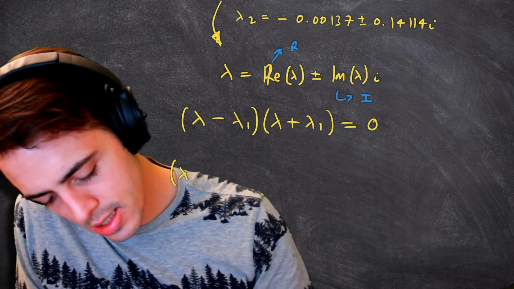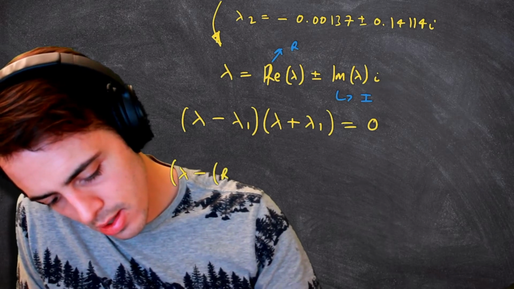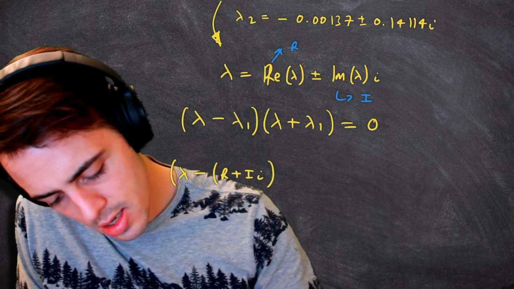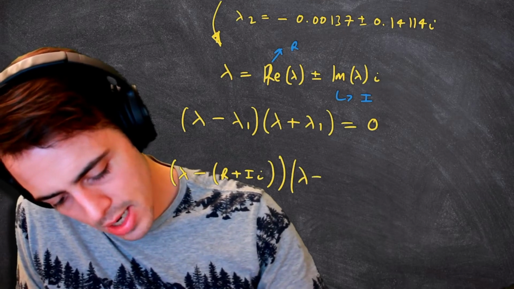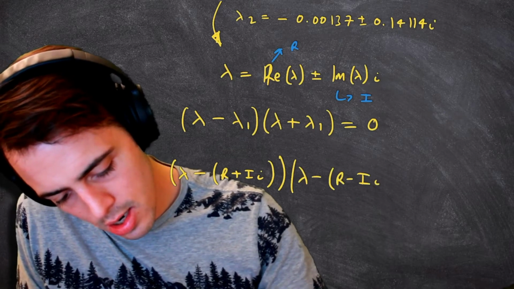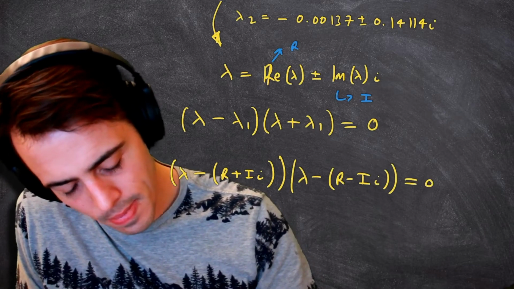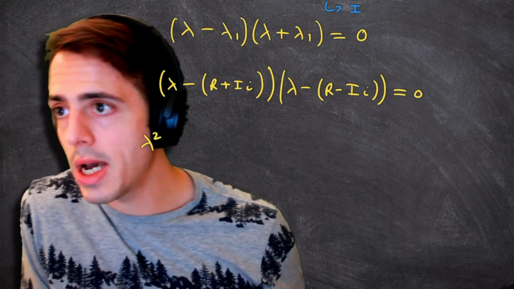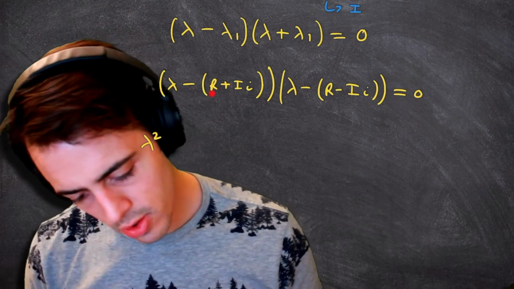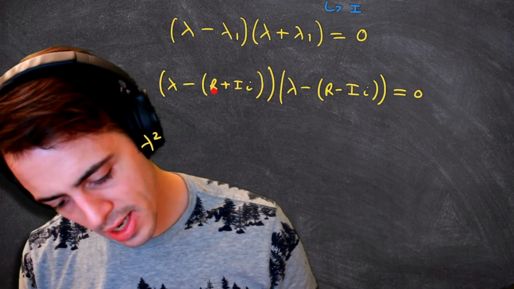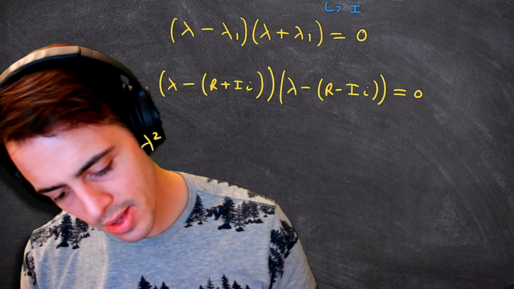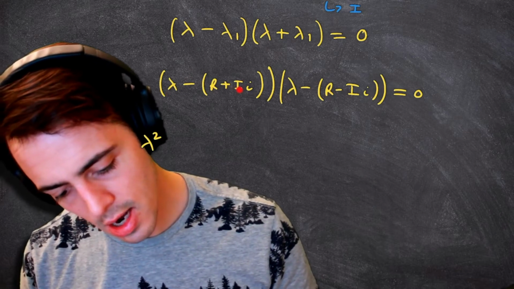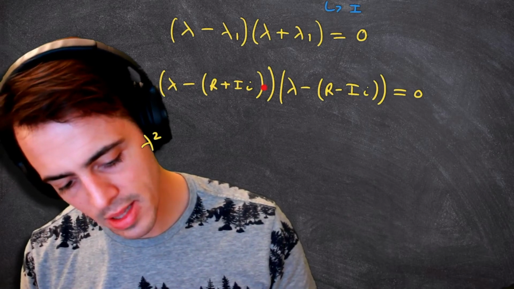So I've got lambda minus r plus I, multiplied by lambda minus r minus I. So let's expand these out. I've got lambda squared. I'm going to have some lambda terms. I'm going to have r multiplied by lambda, and then r multiplied by this lambda, and I'm going to have I multiplied by lambda, I multiplied by lambda, but these two are going to cancel actually.